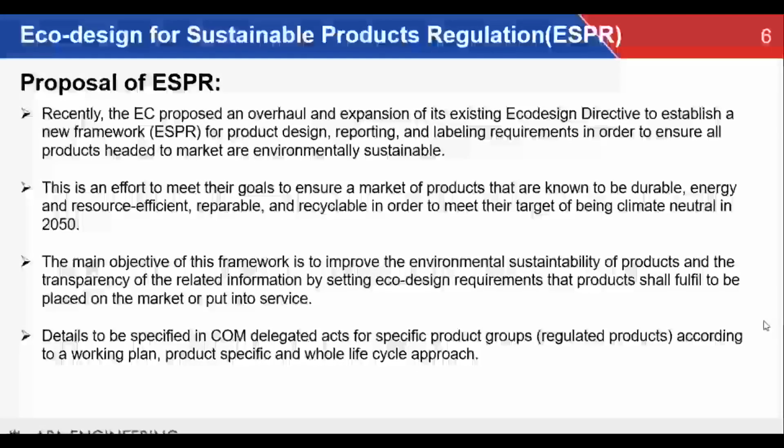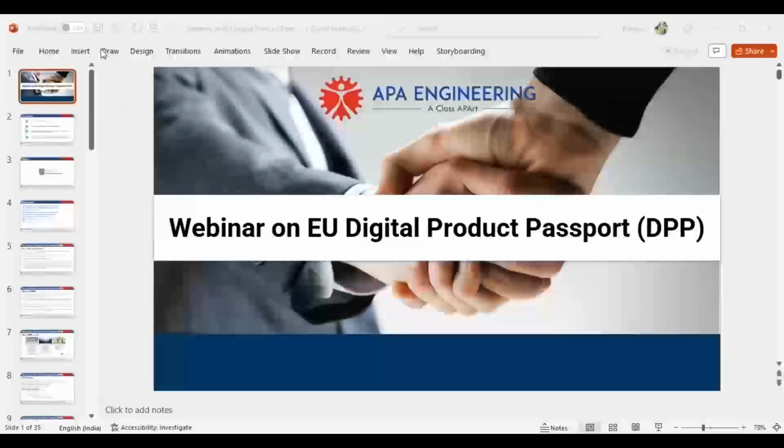So it will be a framework regulation, which means delegated acts by the EU Commission will be required for specific product groups. The directive is product specific, and it takes a whole life cycle approach, that is, from raw materials extraction all the way to production of chemicals, articles, products, and until the wastage.